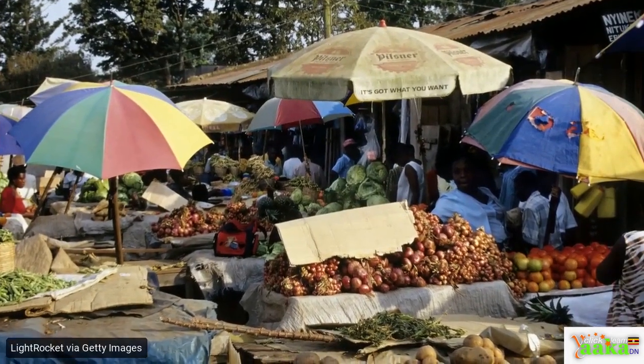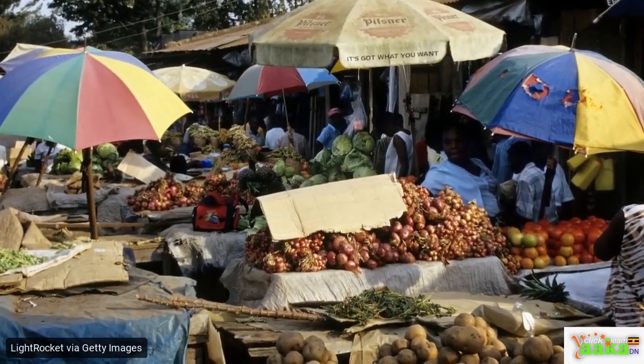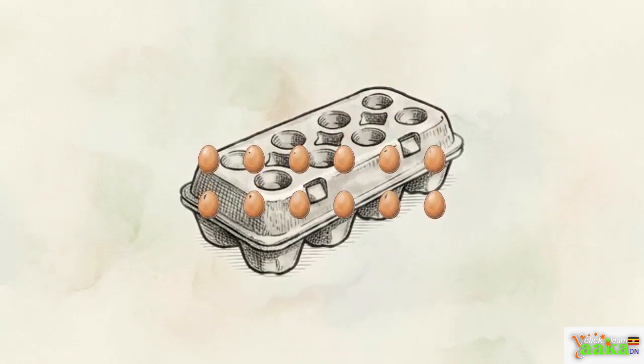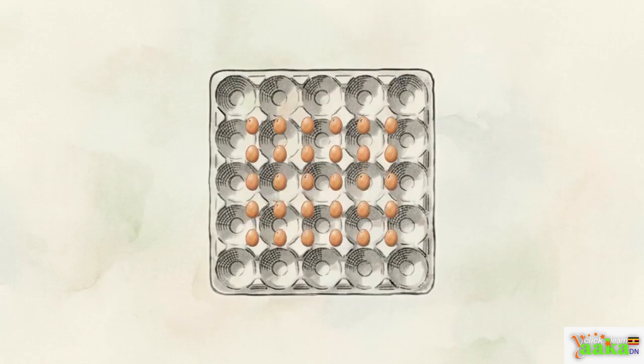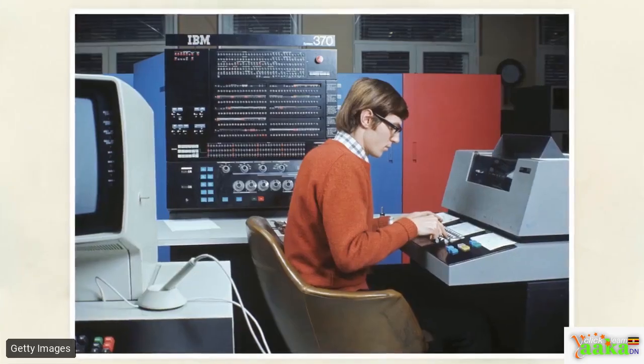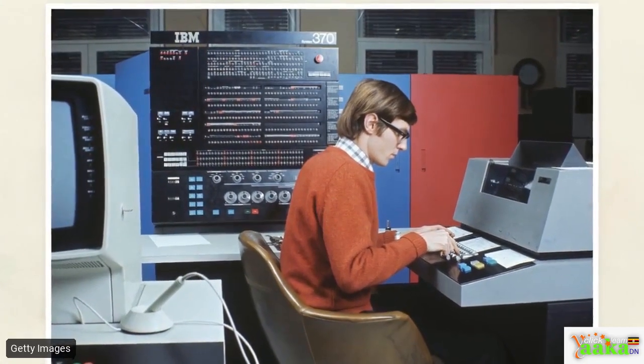Step into Nakasero Market and you'll see different rules apply. A farmer selling eggs or arranging produce doesn't always group by 10. They might bundle items by the dozen or in trays of 30. If we had 8 fingers instead of 10, our counting system would look like these market stalls, organized by a different bundle size. Modern machines operate on an even simpler rule.